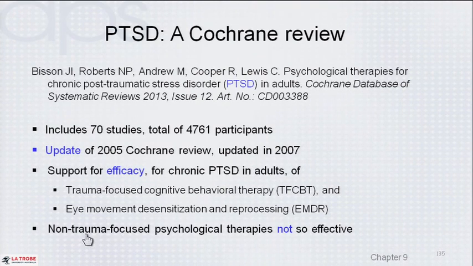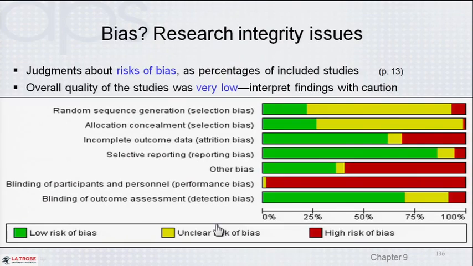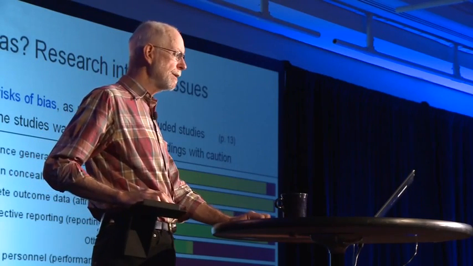And it found that non-trauma-focused psychological therapies are distinctly not so effective. So this is very valuable information. But now, to do one of these Cochrane reviews, you really have to jump through a lot of hoops, meet a lot of standards, do a lot of things. Enormous task.